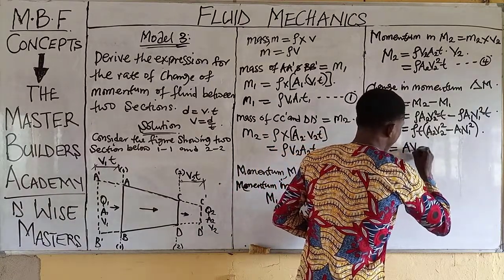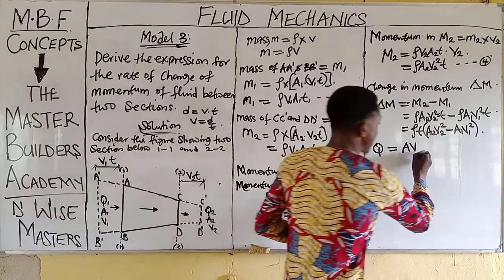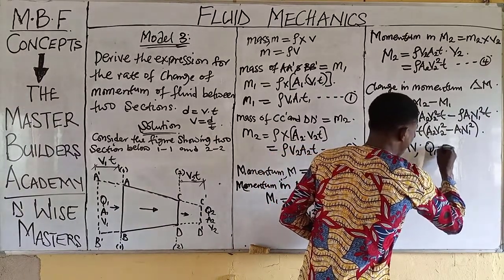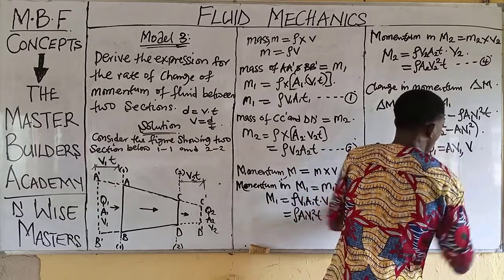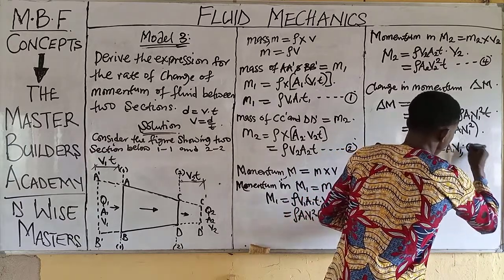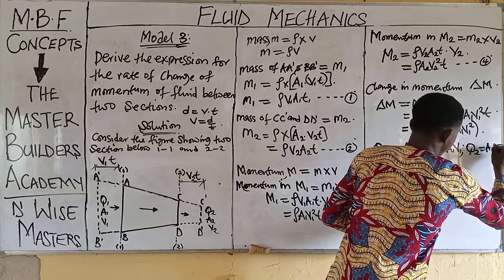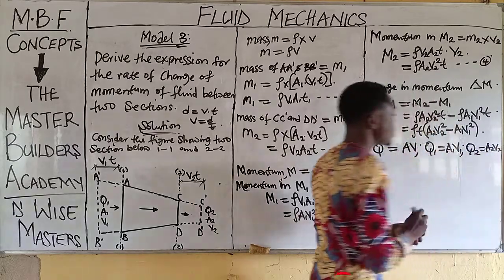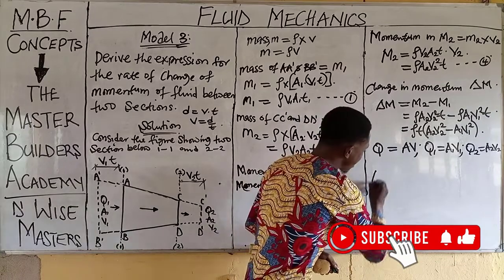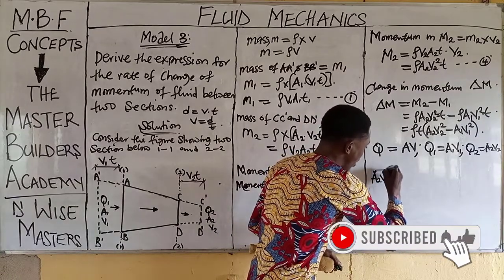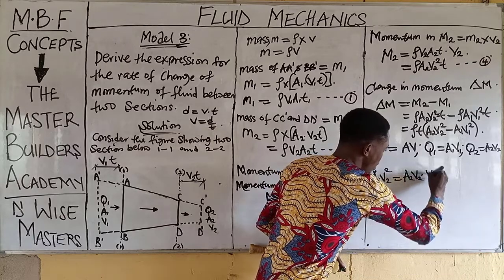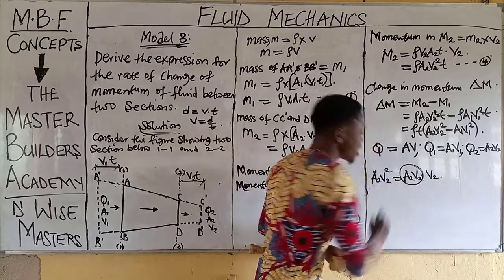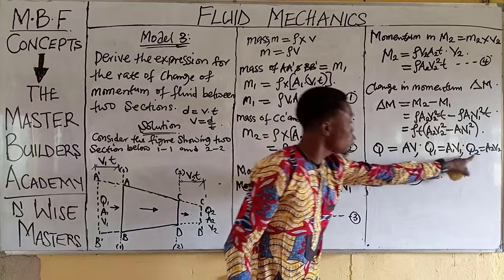A multiplied by what? V. Which is the same as if I have this as Q1, this will give me A1 V1, and if this is Q2, I will equally have this as A2 V2. So here, if I have this guy to be A2 V squared, this is exactly the same thing as A2 V2 dot V2. So I can replace these two guys with Q2.